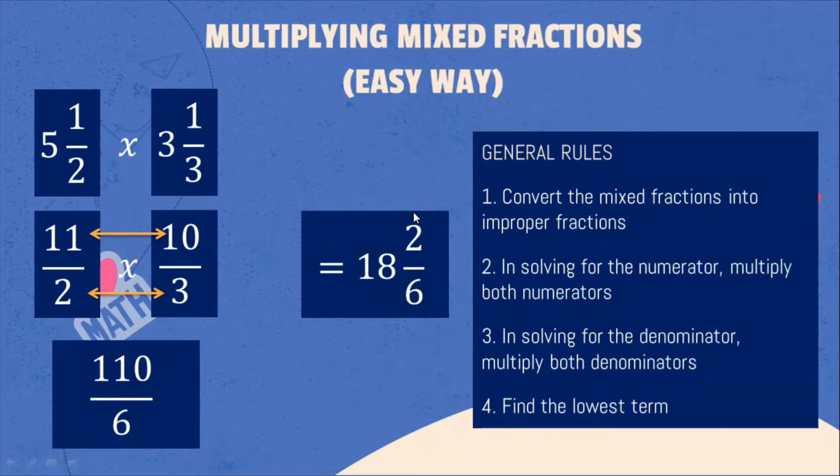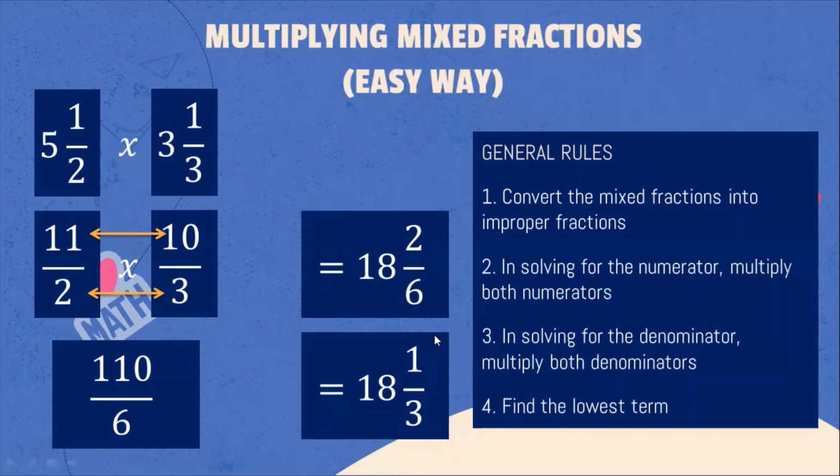But wait, 2 over 6 is not in the lowest term because both the numerator and denominator are divisible by, very good, by 2. What is 2 divided by 2? That is 1. 6 divided by 2, that is 3. So our final answer is 18 and 1/3.